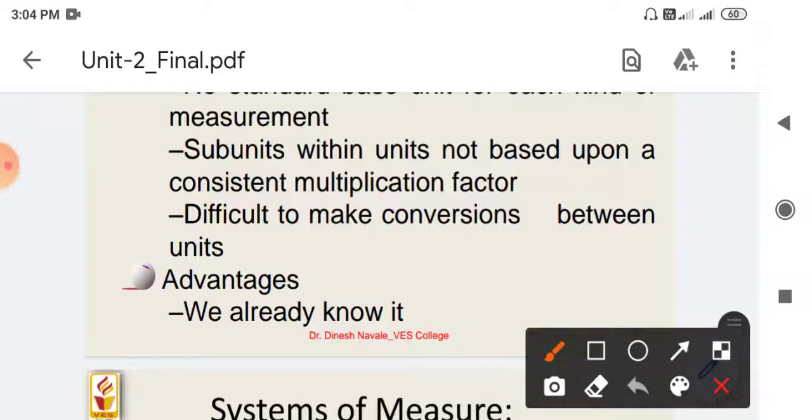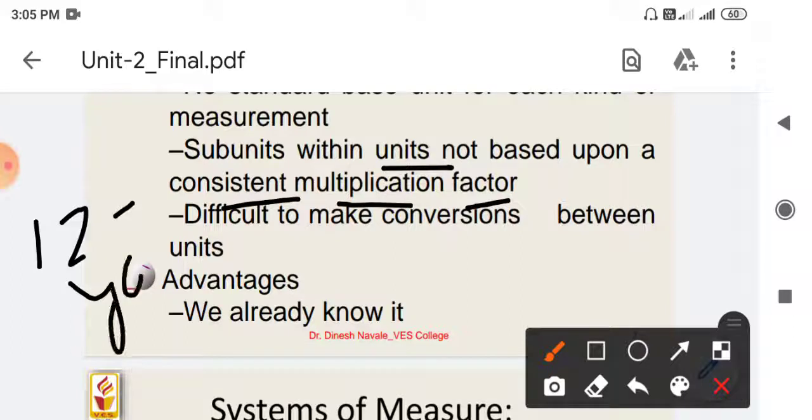Another disadvantage is that the subunits within the units are not based upon a constant multiplication factor. It is obvious that 12 inches is 1 foot. But if you want to convert these inches into yards, there is another unit, the yard. The yard is quite familiar from the cricketing field, where we use a 22 yard pitch. So these units are different for different countries.